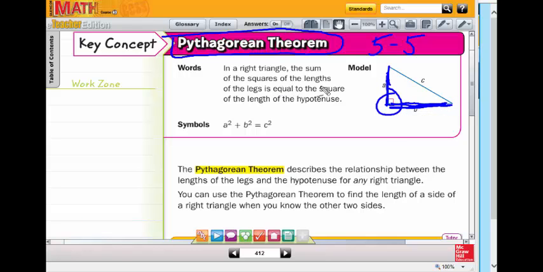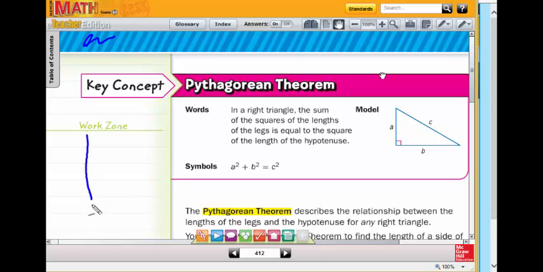So the sum of the squares of the legs is equal to the square of the length of the hypotenuse. And this is the hypotenuse here. So the green is the hypotenuse and the blue represents the two legs. Now again, to keep this straight, the hypotenuse is always across from the right angle, whereas the two legs are always touching and meeting at the right angle. That's the way to make sure you keep these straight.